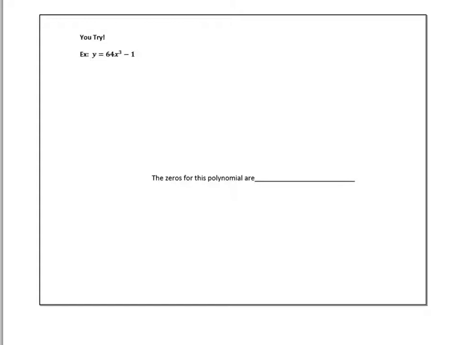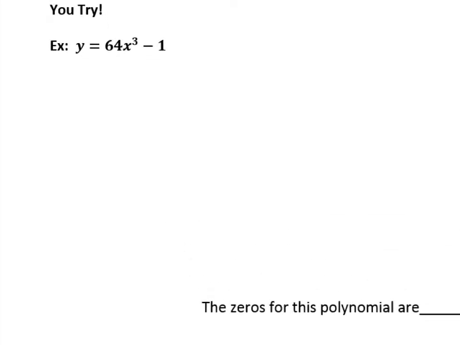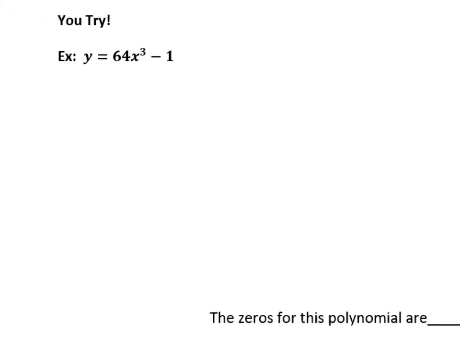Well, the first thing we have to do is split these numbers into their cube roots, because it's an x cubed. Well, 64 can be broken apart into 4s. So we have 4x times 4x times 4x. Now 1, just like the square root of 1 is 1, so is the cube root. So it's going to become 1 times 1 times 1.